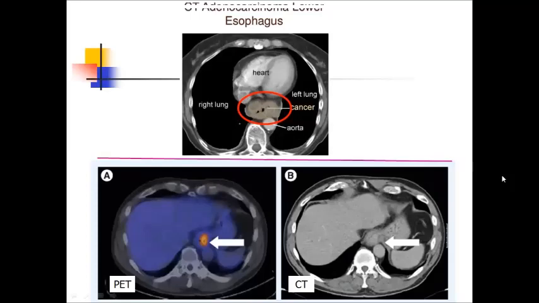CT for esophageal cancer is of great diagnostic value. It allows us to find not only the primary tumor but to estimate its invasion in adjacent structures, affection of regional lymph nodes, and many other things.